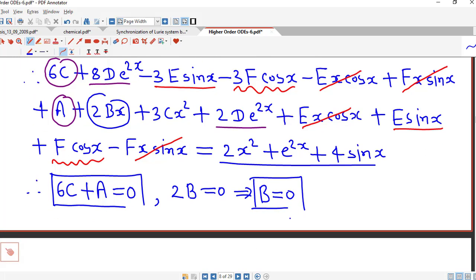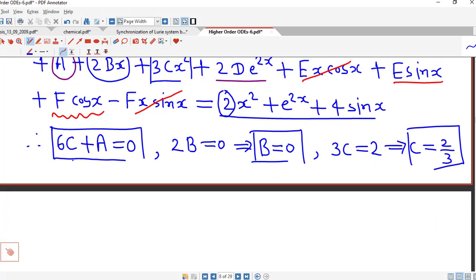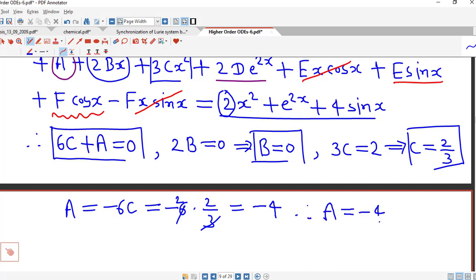Now we compare the terms with x square. So there is only one term with x square, which is 3c x square. There is no other term with x square, so we have 3c equal to 2. Here coefficient of x square is 2, so this will give us c equal to 2 by 3. And once we obtain c, we can obtain a also, a equal to minus 6 times c, that is minus 6 into 2 by 3. Here we will have 3 cancel out, so a is minus 4, so value of a is minus 4.